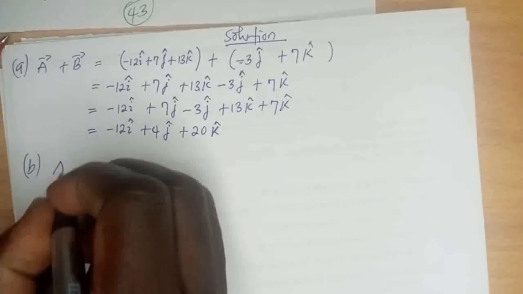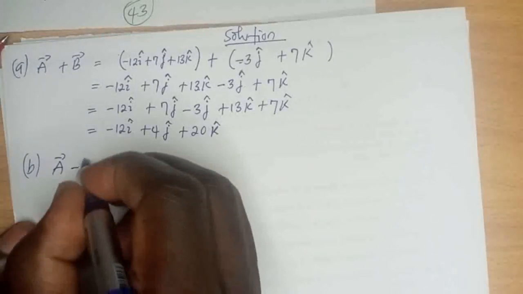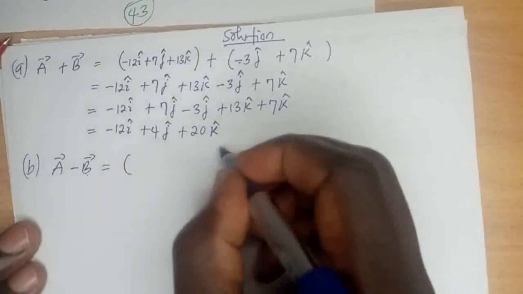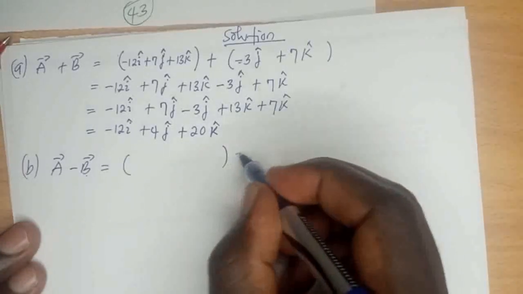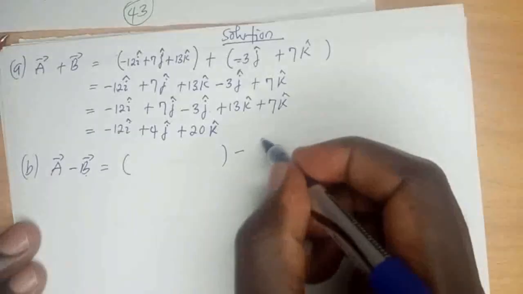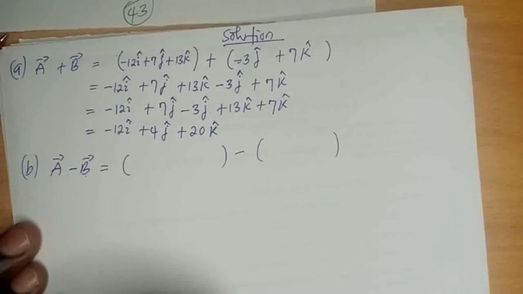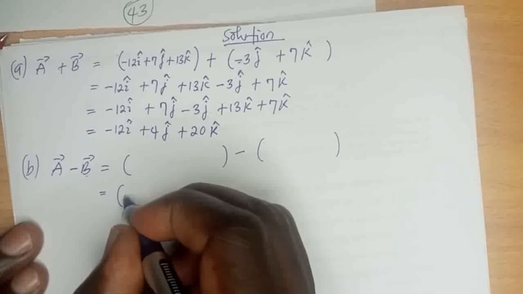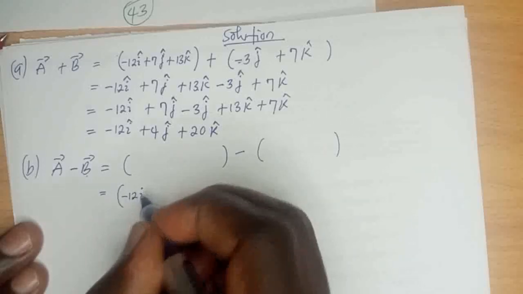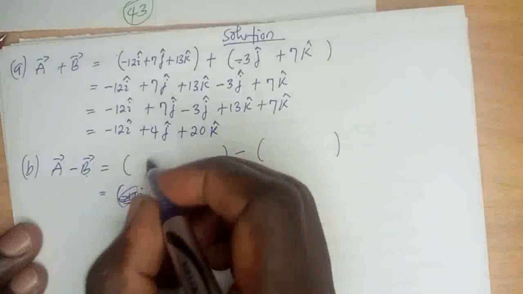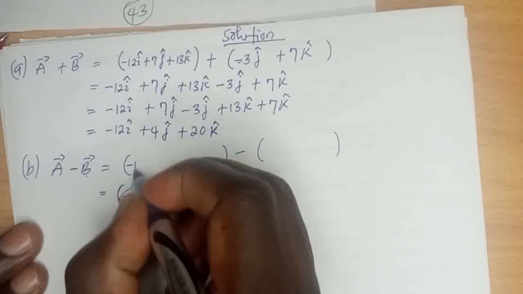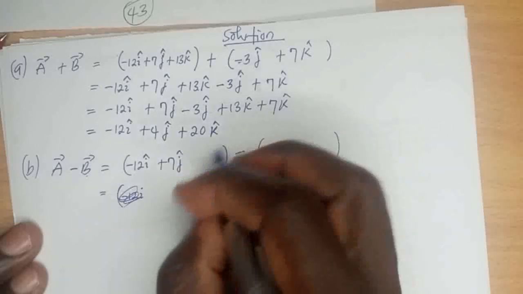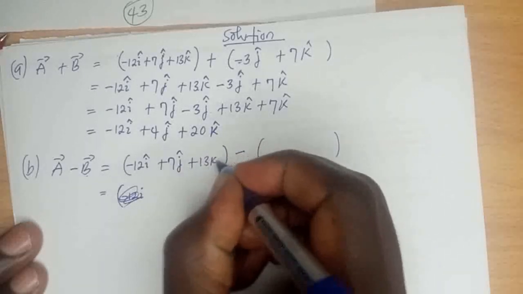B says we should get A minus B, vector B subtracted from vector A. So again, I need two brackets. Then I put a negative sign here. The first bracket for vector A and the second one for vector B. Okay, for vector A, I will have to write negative 12 I cap plus 7 J cap and then plus 13 K cap.